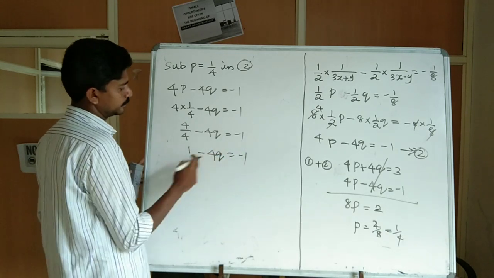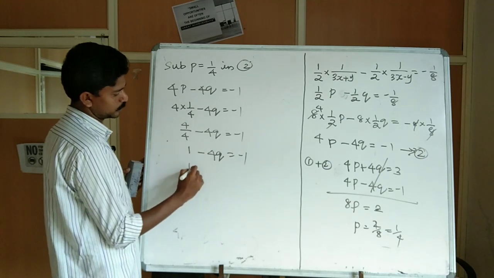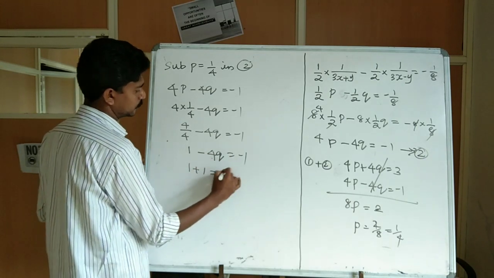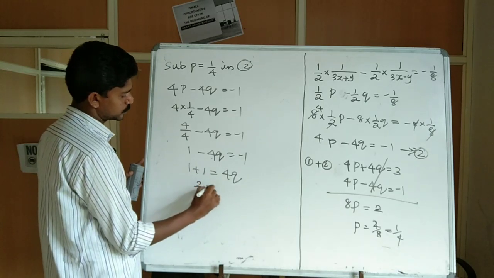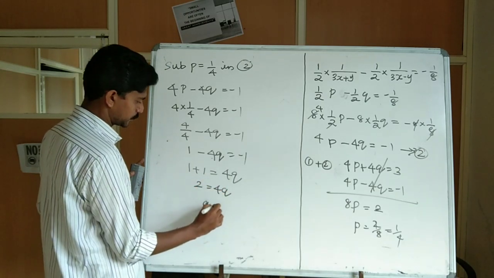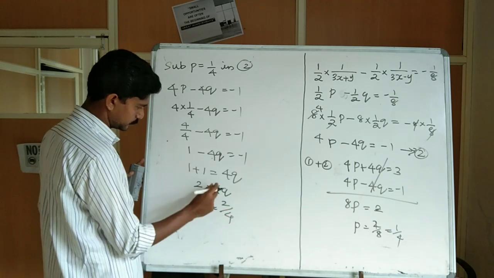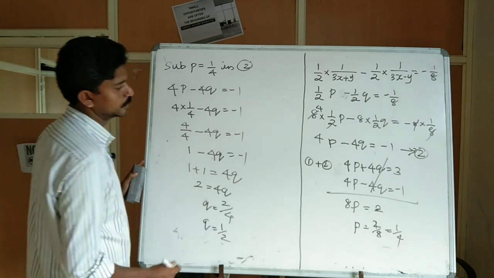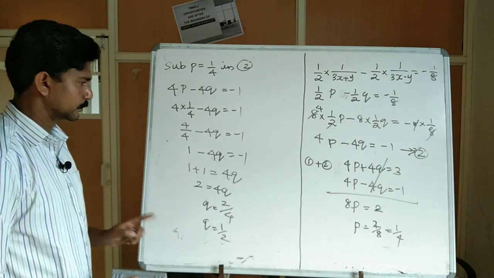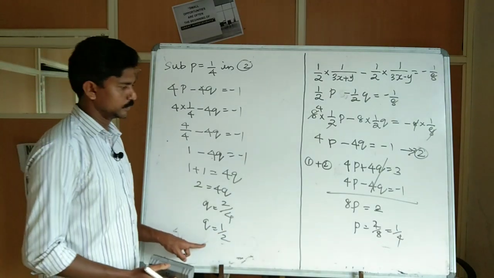Okay. This 1 we can bring this side, so 1 plus 1 is equal to 4q, 4q becomes positive. This 2 is equal to 4q. Q is equal to 2 by 4. The 4 comes this side. So q is equal to 1 by 2. Now p value is 1 by 4, q value is 1 by 2. Okay.